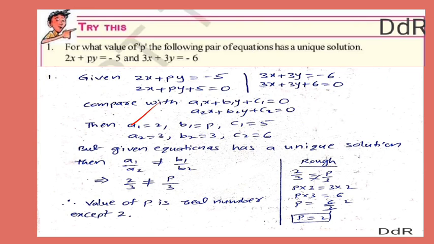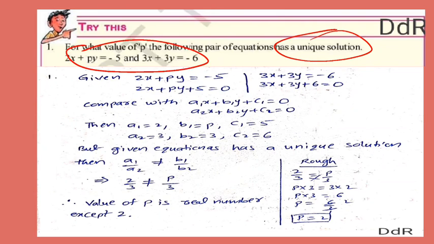Okay, so next, the question is, the given two equations have a unique solution. So we know very well the unique solution condition is a1 by a2 not equal to b1 by b2. So we have to use this condition to find out the p value. So a1 by a2, what is a1? 2, and a2 is 3. So 2 by 3 not equal to b1 by b2, b1 is p and b2 is 3, p by 3. So for what value of p will 2 by 3 not be equal to p by 3?